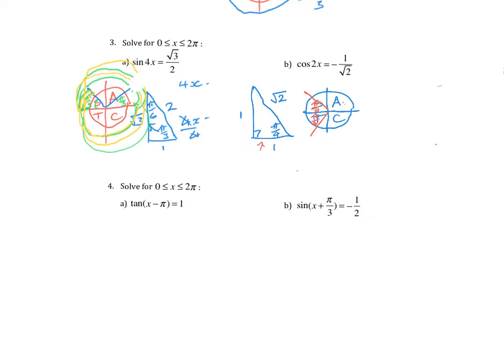Okay, so now 2x. Again, if x is between 0 and 2 pi, then 2x would be between, well, we times everything by 2. So we get 0 and 4 pi. So this time we only need to go around the unit circle twice to get to 4 pi. Because once is 2 pi, then another one will be 4 pi. So let's have a look.